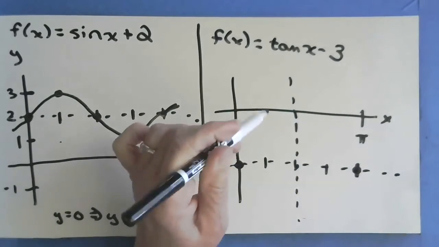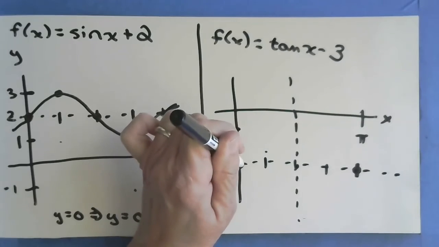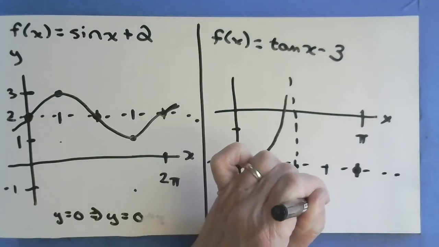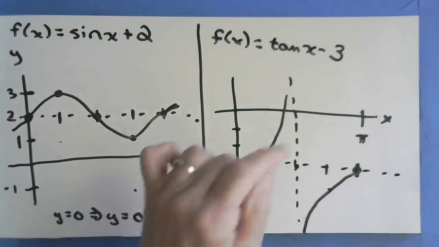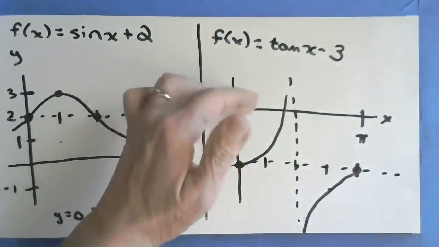And tangent is always increasing. So a tangent goes up like this and comes up like that. My 5th key point is there. So there's tan x minus 3, meaning the whole thing, tan x, has been shifted downward a distance of 3.